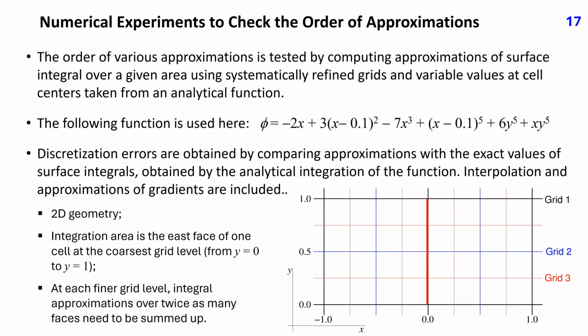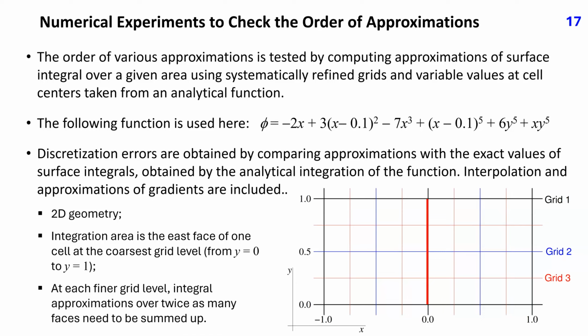We test the order of various approximations by computing approximations of surface integral over a given area using systematically refined grids and variable values at cell centers taken from an analytical function. Here, the following polynomial function is used.